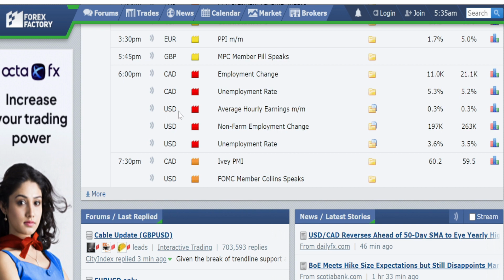We have 3 consecutive news, so I request you to be careful while trading at these hours. Again at 7:30 PM we have medium impact news planned for Canadian dollar related currency pairs and USD related currency pairs. Let us begin our gold analysis.